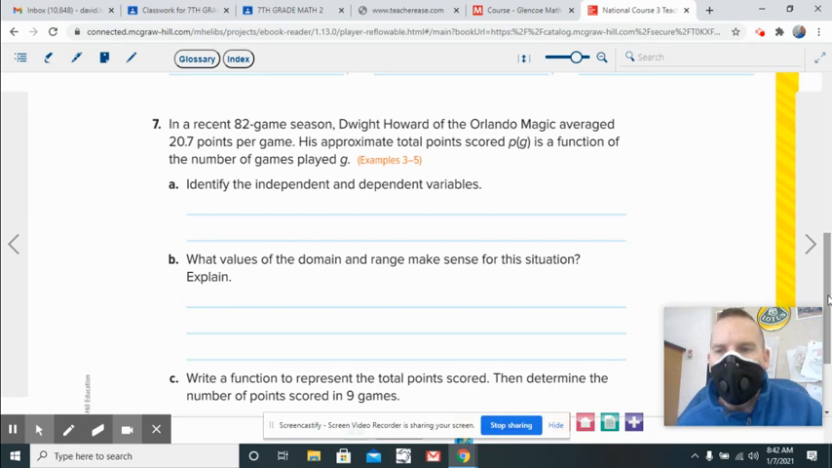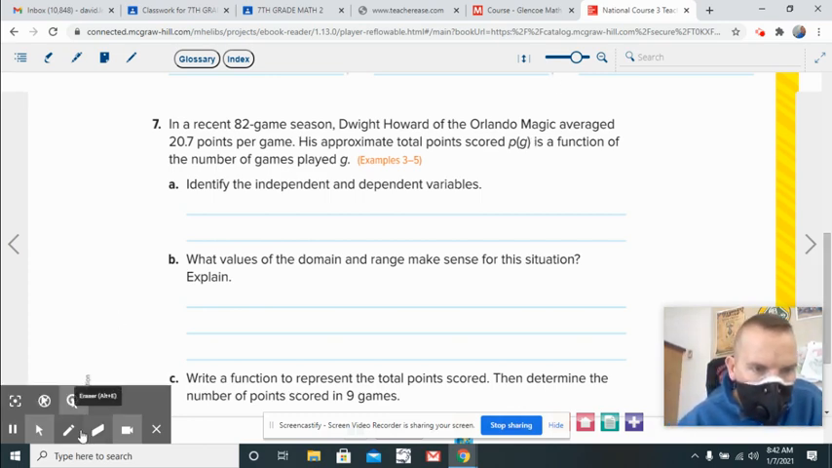Dwight Howard from the Orlando Magic, from sunny Orlando. In a recent game of 82 games, Dwight Howard of the Orlando Magic averaged 20.7 points per game. His approximate points scored is P times G, because you take your points times number of games. That is a function of the number of games played. Identify the independent and dependent. So we have to decide, do the games depend on how many points, or do his points depend on how many games? Well, his points, again, that is the dependent, and the number of games is the independent.